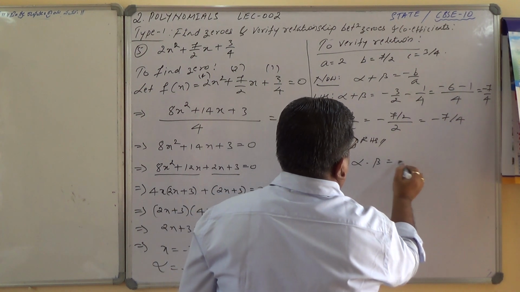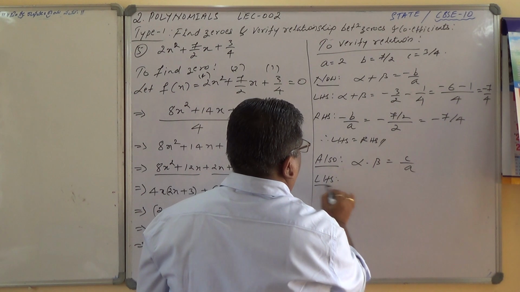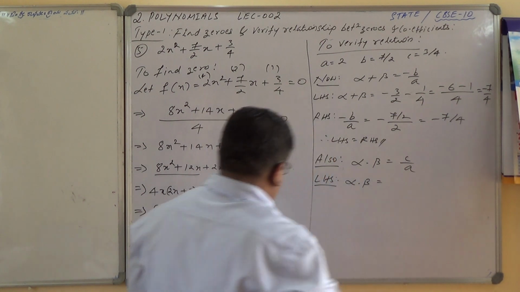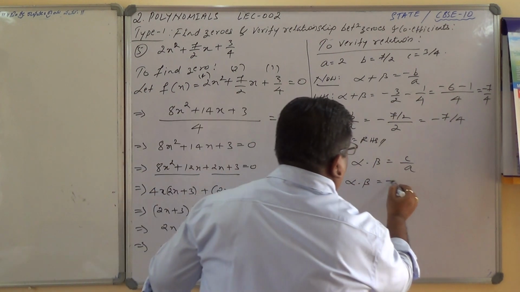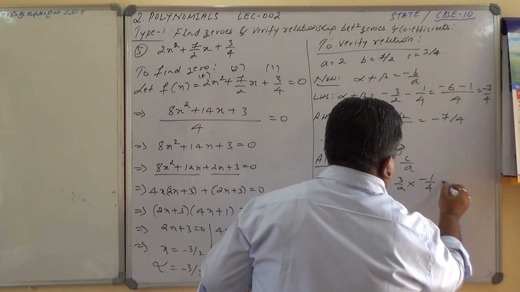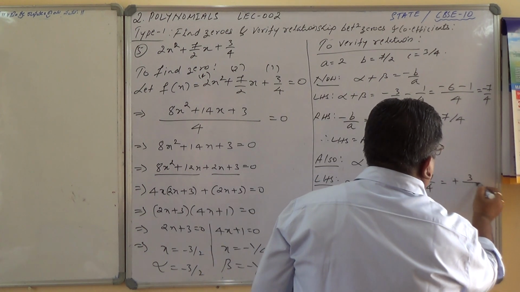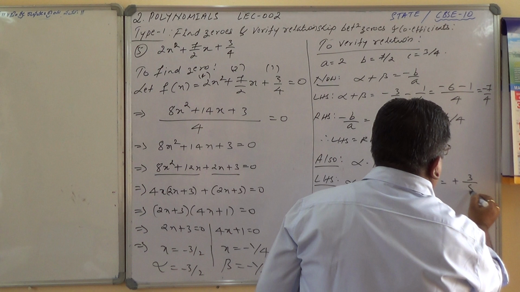alpha into beta equals c by a. LHS: alpha into beta equals, what is alpha? Minus 3 by 2 into minus 1 by 4, which equals minus of minus, plus, it is 3 by 8.